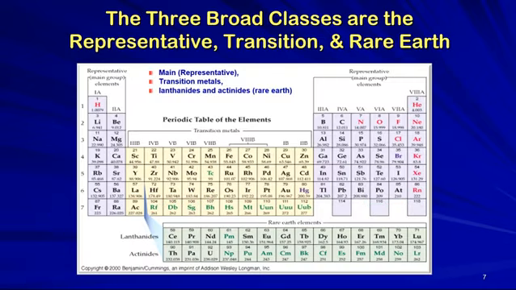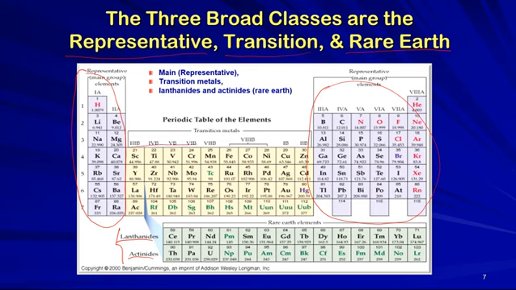Here we have other broad classes of elements in the periodic table. We have the representative elements, we have the transition elements, and the rare earth metals. Rare earth metals are these ones, lanthanides and the actinides. And the representative elements, they are these ones, this group and this group. We call them main group elements.